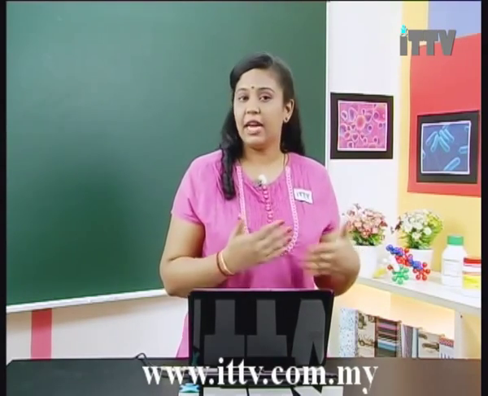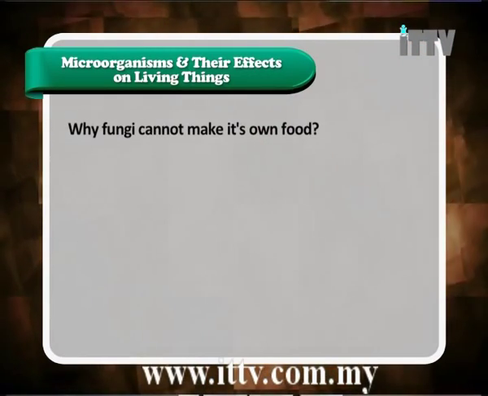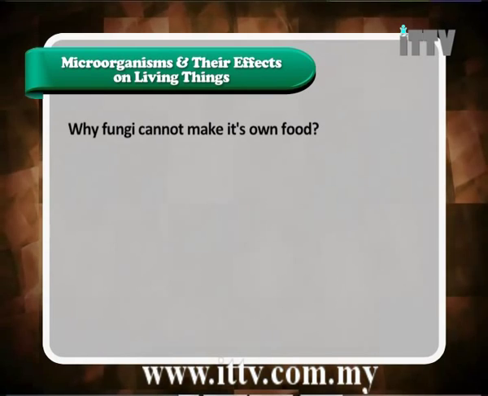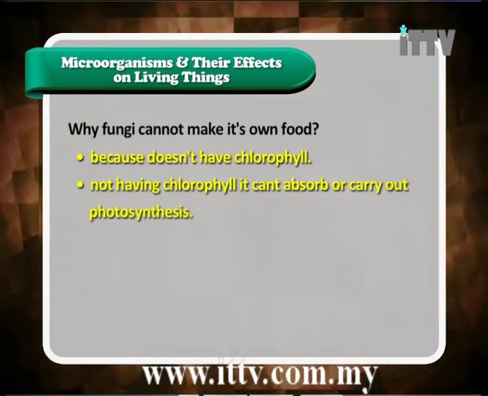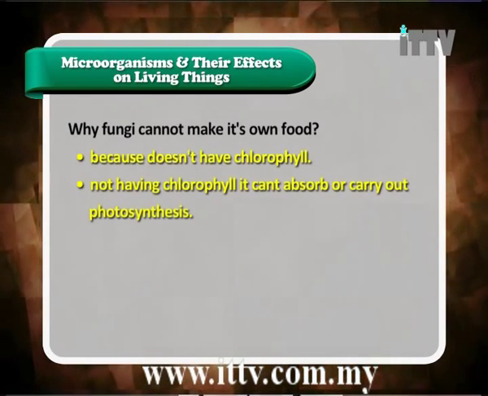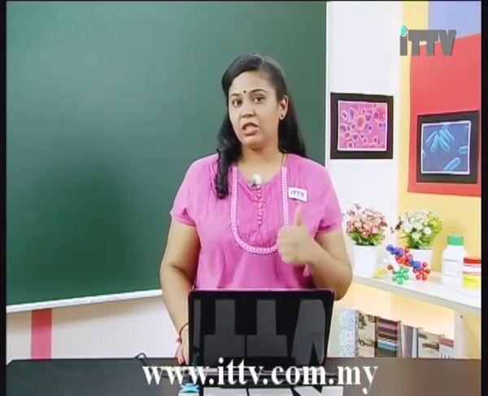So how does this fungi work? It excretes the enzyme outside, whereby the food will be digested, and it absorbs this digested food. This is how fungi do the absorption and obtain the nutrients. Why can fungi not make their own food? Because they don't have chlorophyll. That's why, not having chlorophyll, they can't carry out photosynthesis or even absorb the sunlight. No point. So now we have learned this nutrition part.